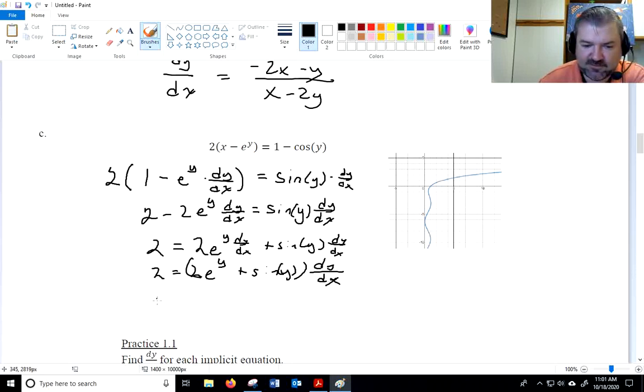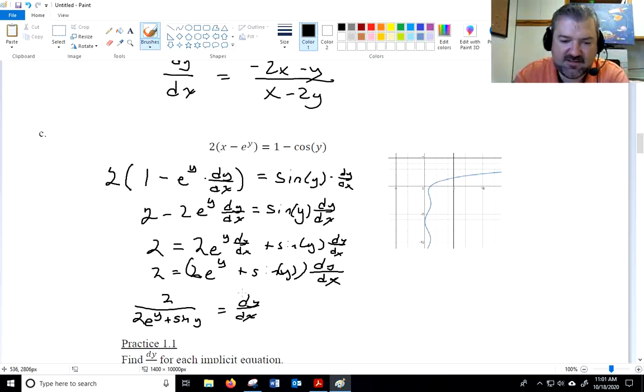And divide. So we end up with 2 over 2e to the y plus sine of y is equal to dy over dx. So this seems to be implying that this function's derivative value actually only depends on the y value, which is interesting. You could see that while this is definitely not a function, this graph is not a function of x, but x is a function of y.